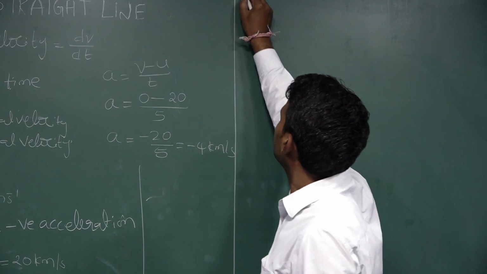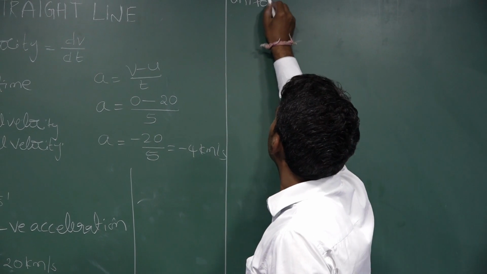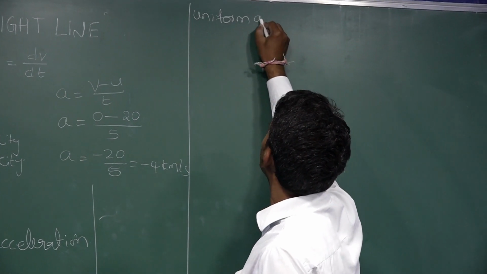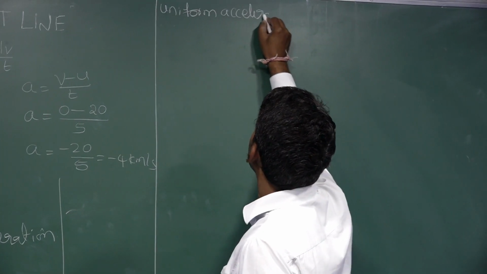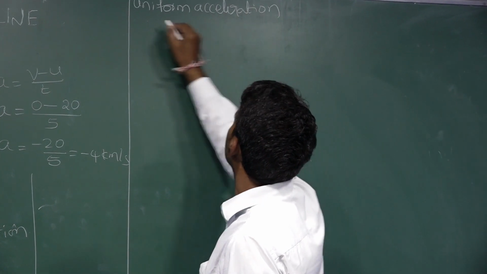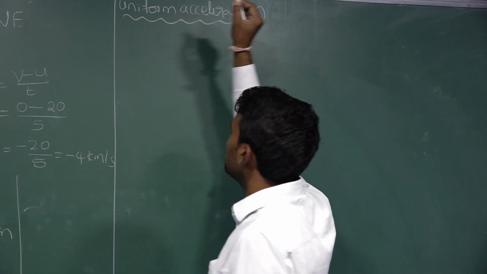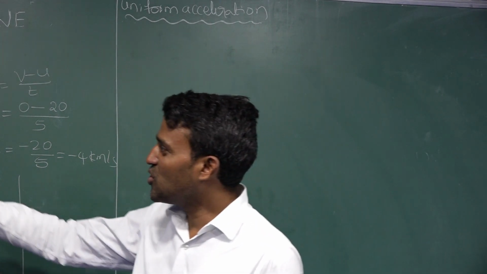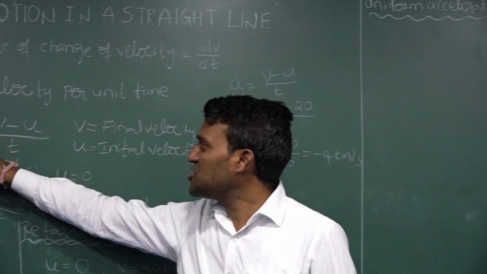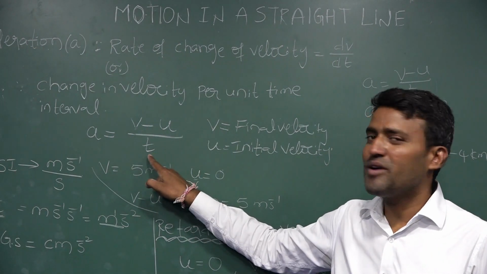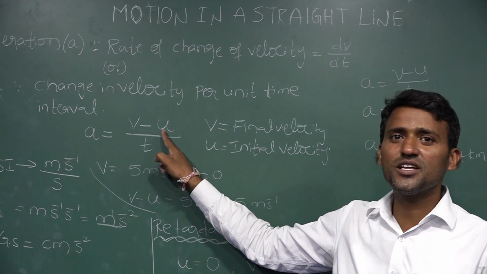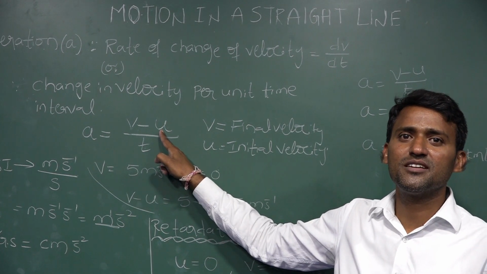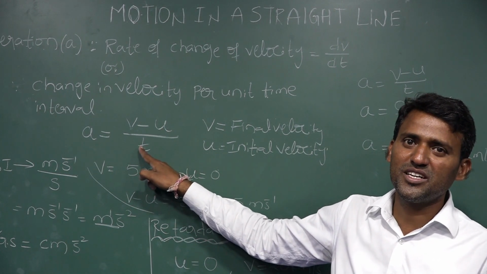Uniform acceleration. What does uniform acceleration mean? We have to go to the definition. Acceleration a is equal to v minus u by t. Here v minus u is nothing but the change in velocity, and the time interval is t.